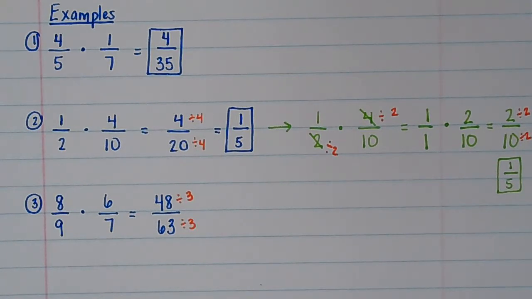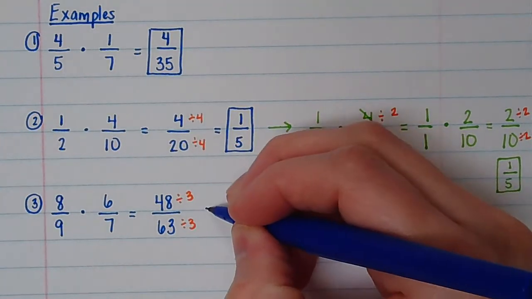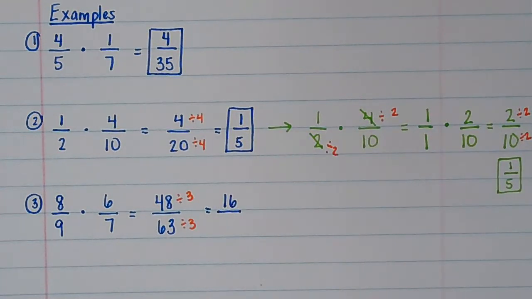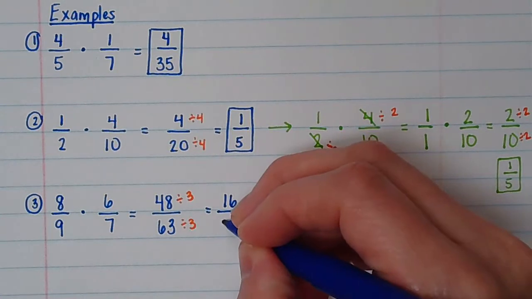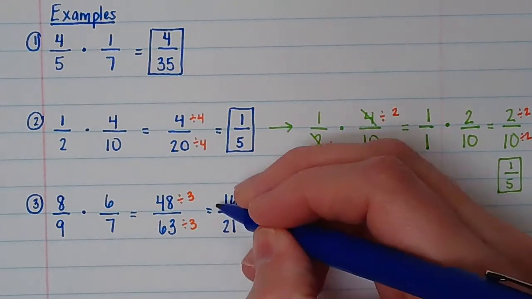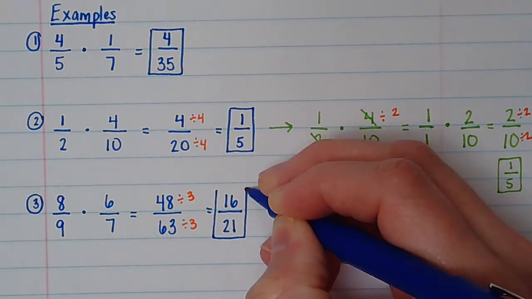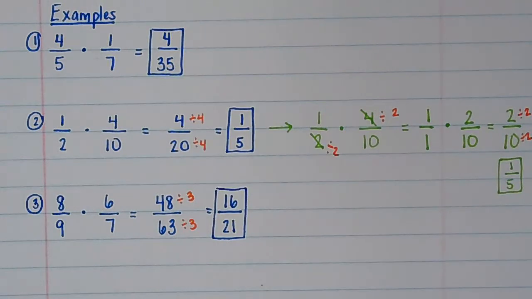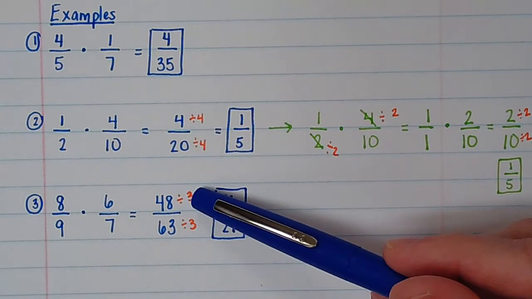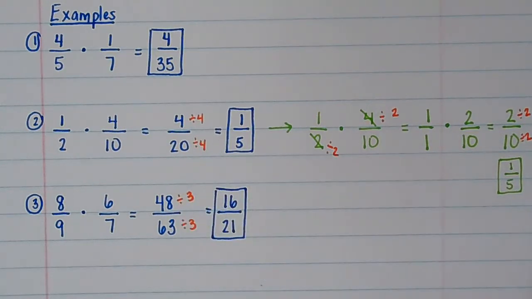So if we do 48 divided by 3, we get 16. So let's put our 16. And then if we do 63 divided by 3, we get 21. Okay? Nothing else goes into 16 and 21, so this would be your most simplified answer. Okay? But see, that might have been difficult for you. You might not have realized that 3 goes into both of these numbers. So this is a time that cross-canceling might have been beneficial for you because your numbers would have been smaller.